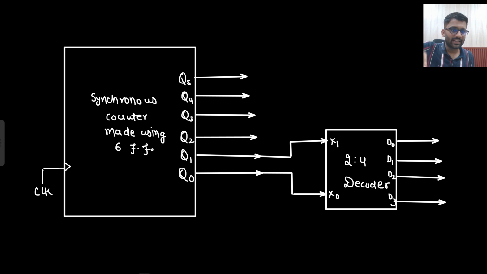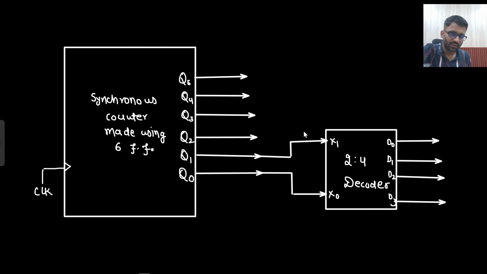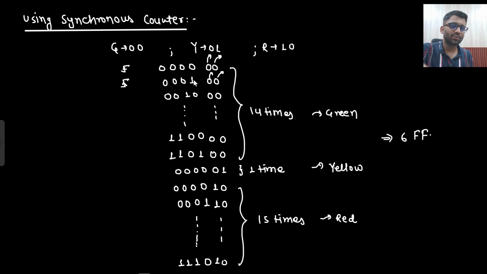Now for the first cycle, when the clock is triggered, 0 0 0 0 will come. So here you will have 0 0. If you have 0 0 here, then this will be lit, and here I will connect an LED. The color of the LED will be green. In the next cycle, what will come? 0 0 0 1 0 0.